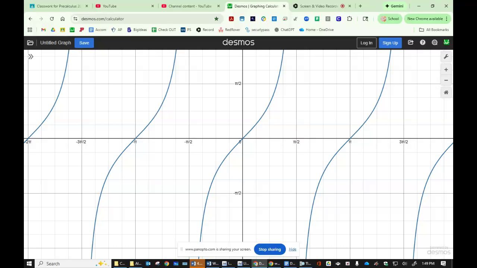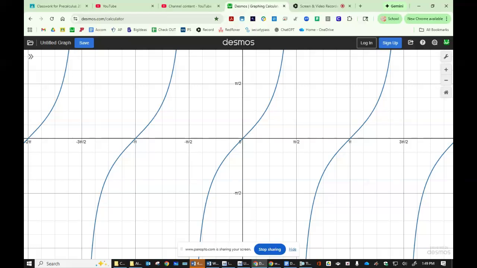So, a couple questions about this. What is this here and this here? What's that called? Those are vertical asymptotes. Okay? We talk about vertical asymptotes because the graph never touches there. Tangent will get infinitely negatively large and infinitely positively large and will never be equal to this.